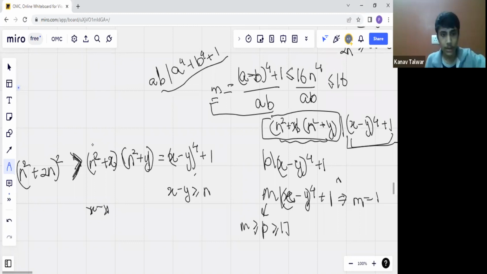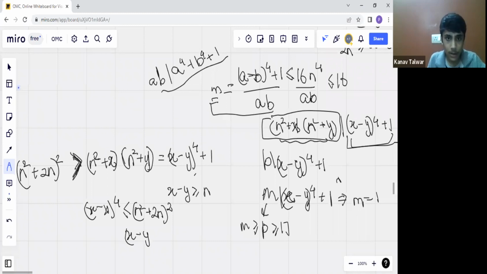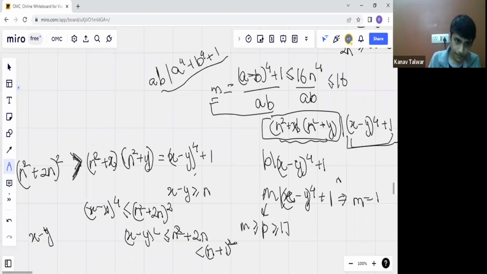So we have that x minus y whole to the 4 is at most n squared plus 2n whole squared. So x minus y whole squared is at most n squared plus 2n, which is less than n plus 1 whole squared. Hence, x minus y is strictly less than n plus 1. So x minus y must be n. Fine? Any issues? Is this clear? Type yes or no in the chat.